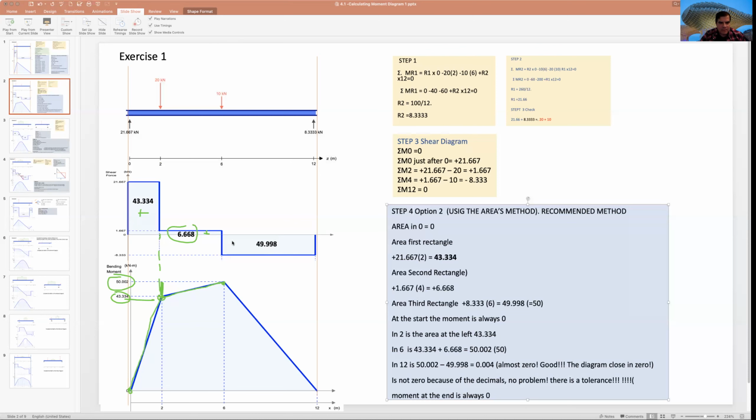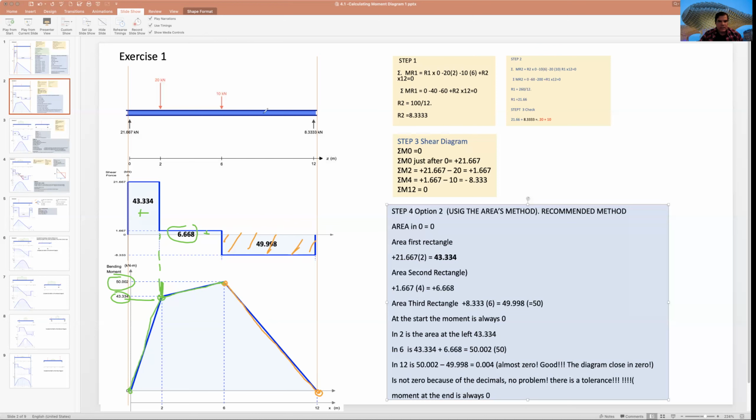Finally, in the last part, I have this area that is 49. Well, that area is exactly what I need to go down 49 and arrive almost to 0. It's not exactly 0, but it's okay. A small difference, it will be always there.